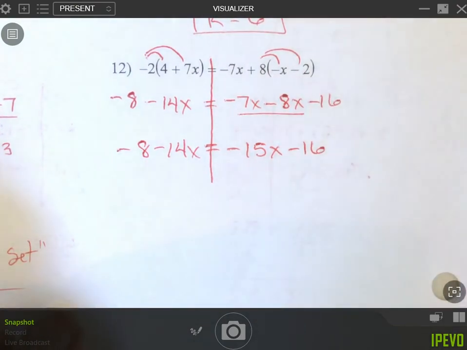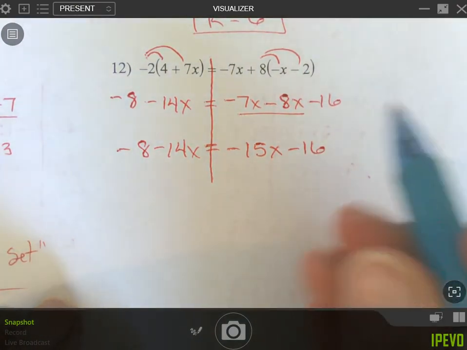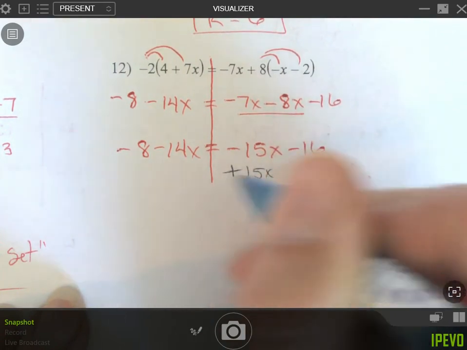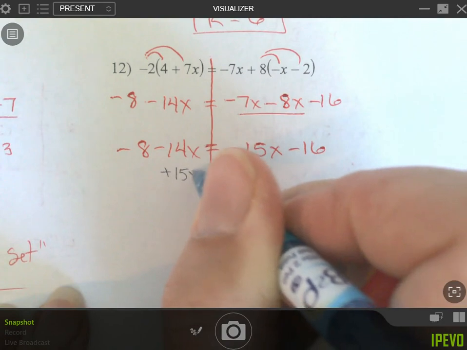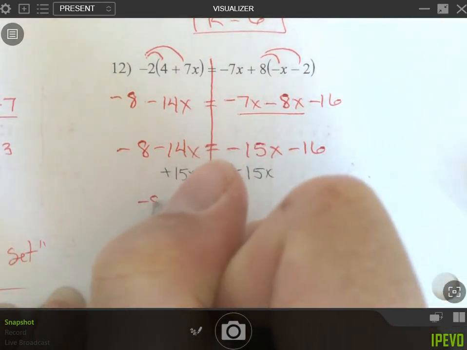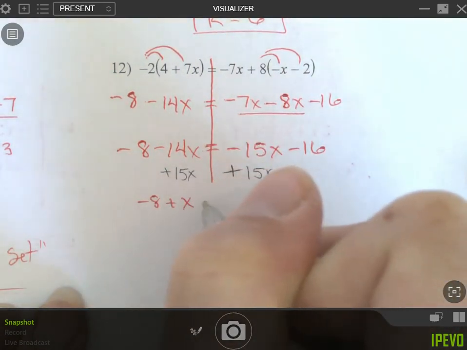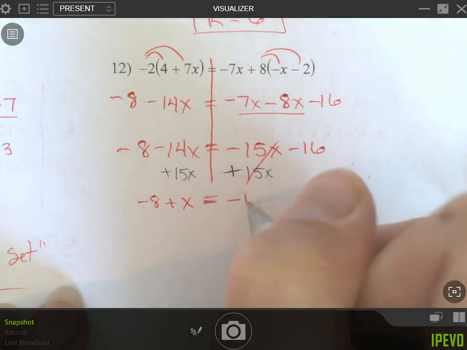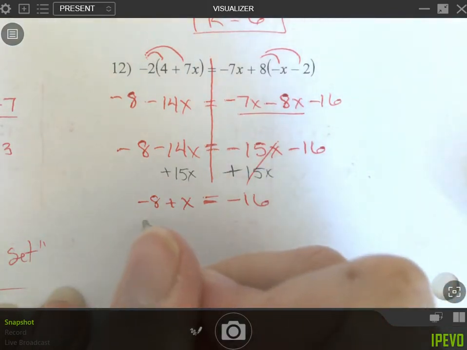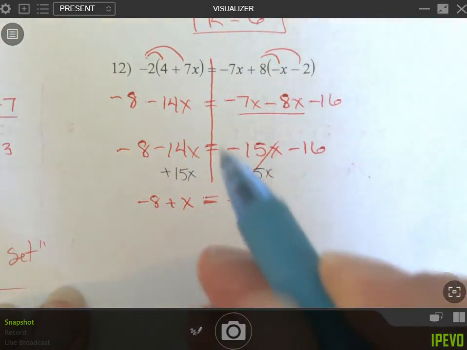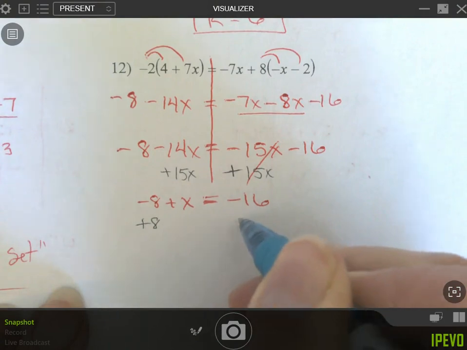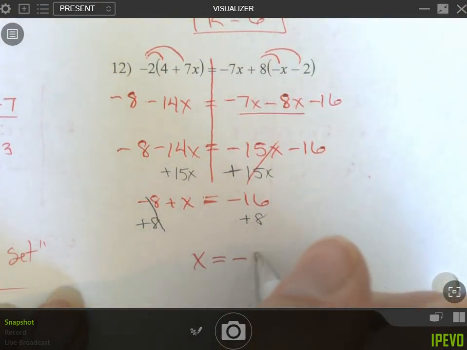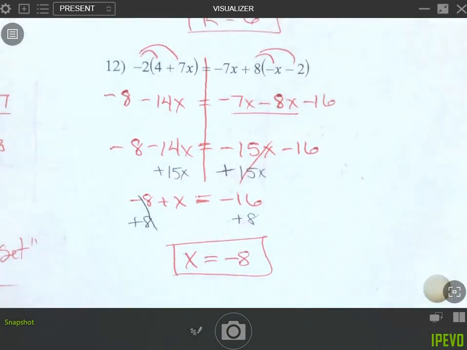Okay. Your preference, what you do here, I like to move the variable, so I'm adding the 15. Is that okay? No one's yelling at me, so I'll do it this way. So the negative 8 stays. I get a positive 1x. This is gone. Don't lose that negative sign. I get a negative 16. Then I'm going to add the 8 because I'm trying to get x by itself. So find x and move anything away from it. And there's where we got our x equals negative 8.